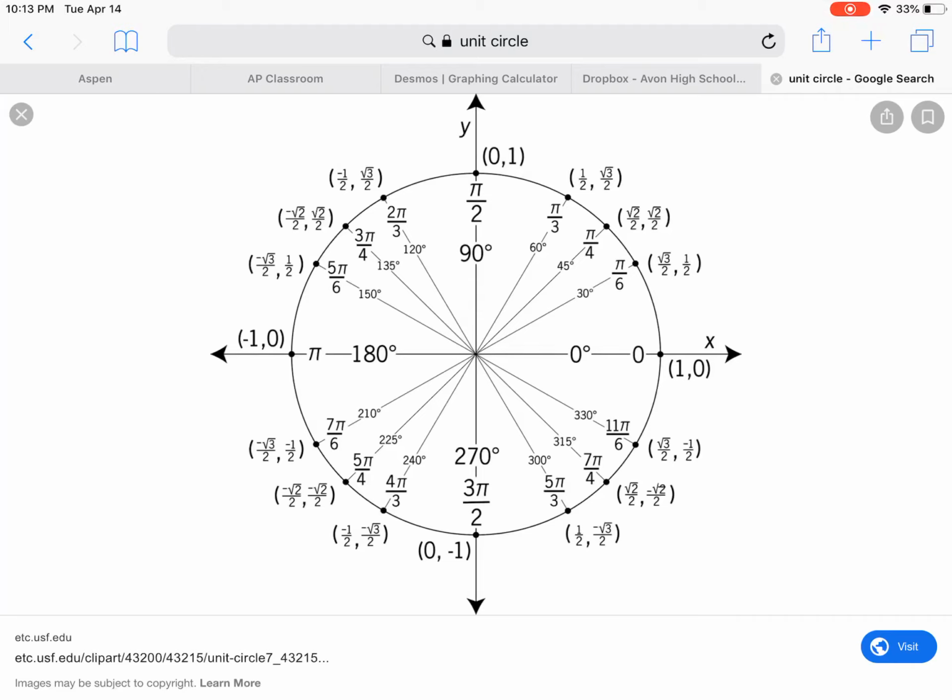But both of them are negative. So if you divide two numbers that are both negative, it gives you a positive number, so that won't work. So it looks like our two choices are 2 pi over 3 or 5 pi over 3. Now, which one of them is it?